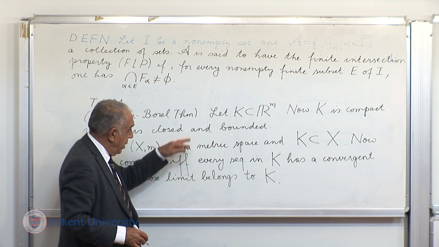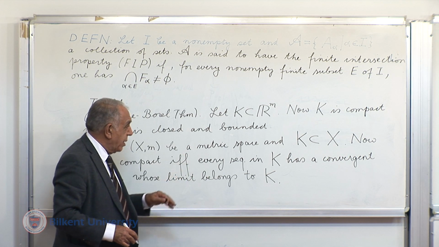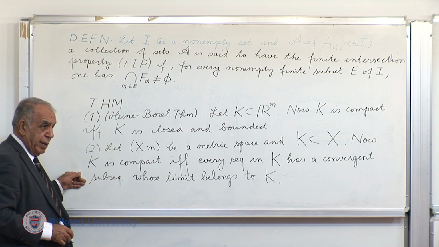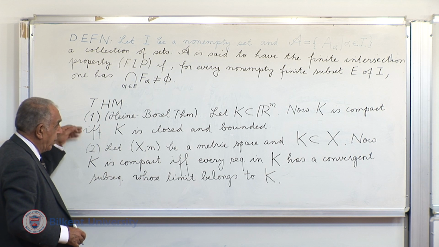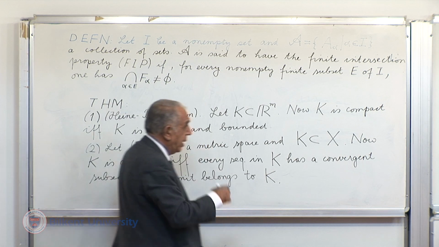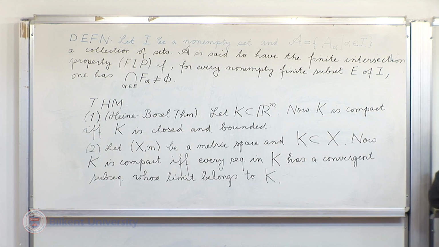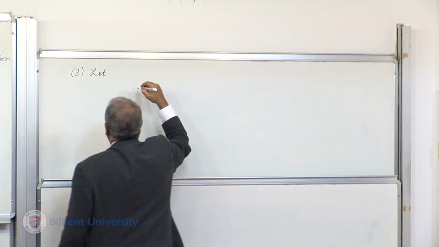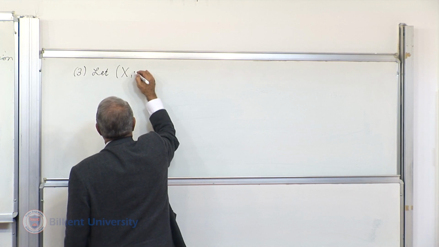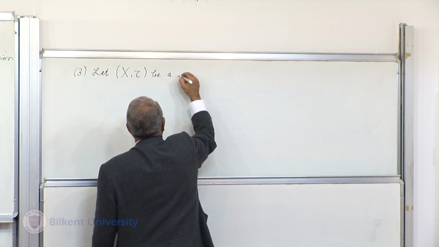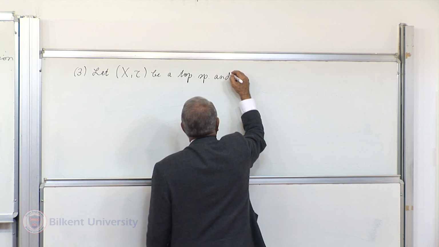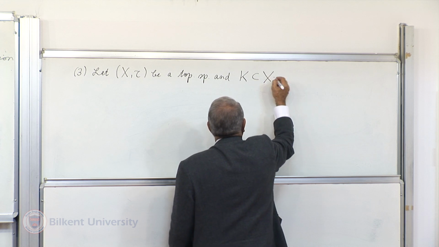Now, what we'll do in the proof of this theorem, I'll write the third statement as well. I will leave the proof of this to you. We will deduce the proof of Heine-Borel from here, and the third one will be separate and independent of those. Now, this is for general topological spaces. And again, we take this here.